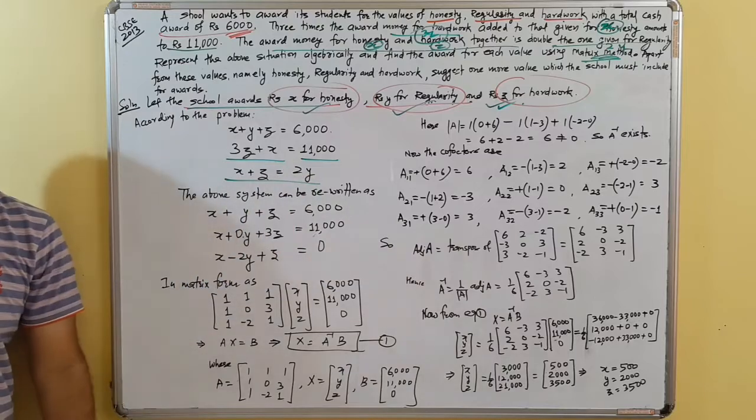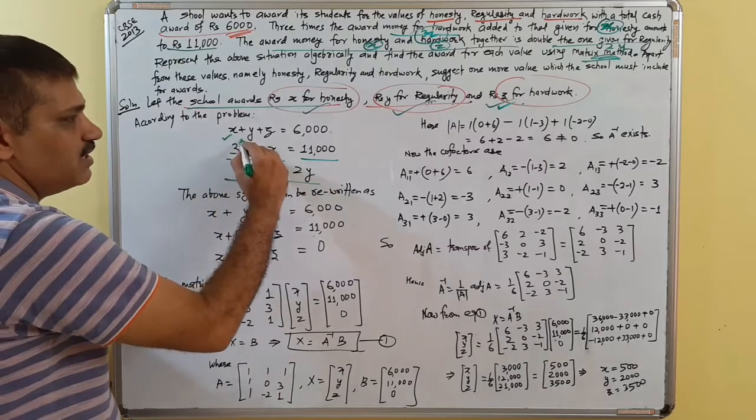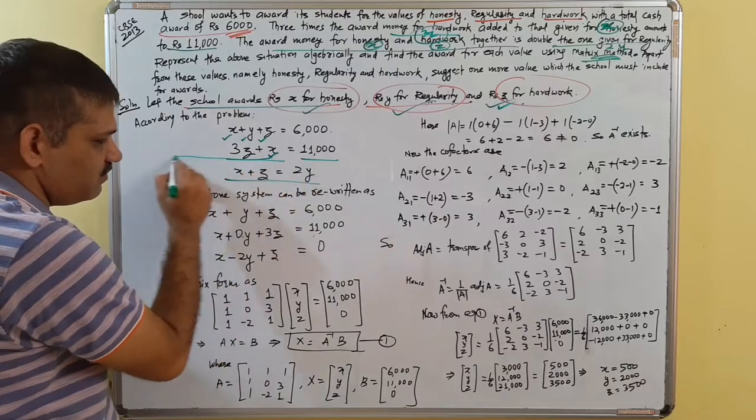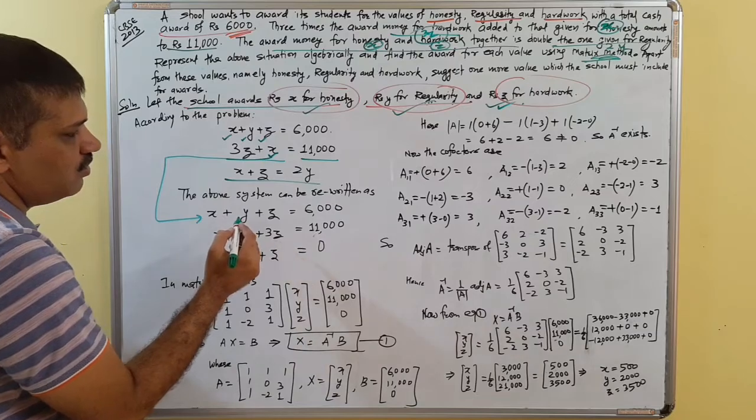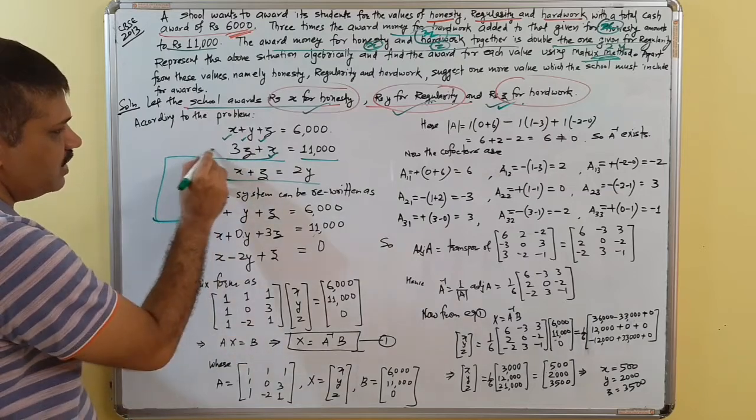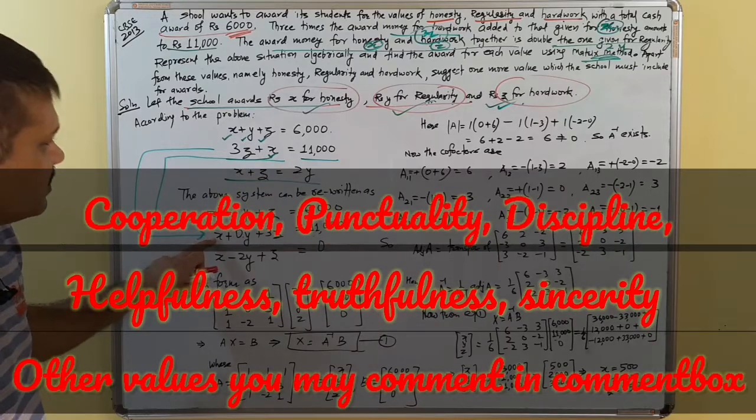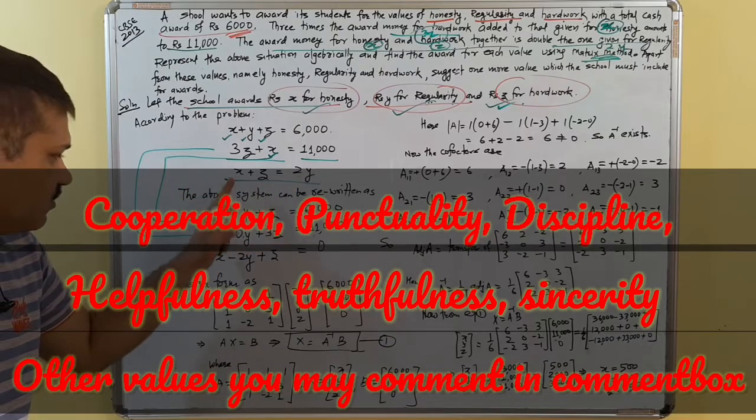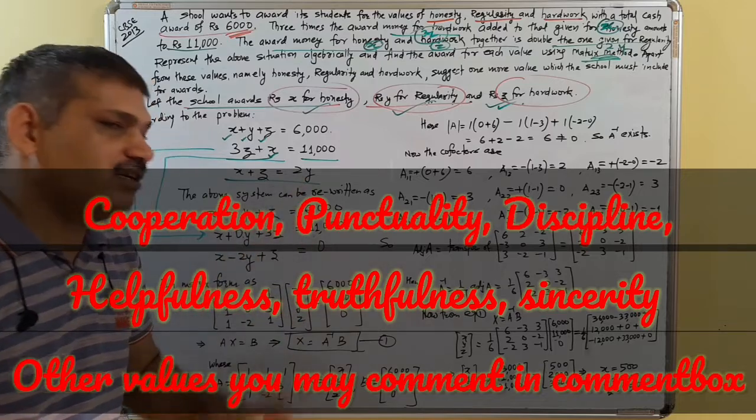The above system can be rewritten as follows. Why are we rewriting? We first need X, then Y, then Z in this order, so that we can write the matrix form. So X plus Y plus Z is copied. The second one has no Y, so we write X plus 0Y plus 3Z is equal to 11,000. We transpose this to the left. First of all we write X minus 2Y plus Z. On transposing this to the left, we have the constant term as 0.